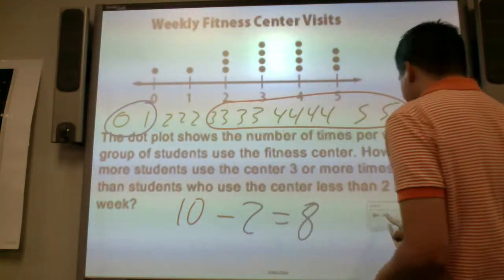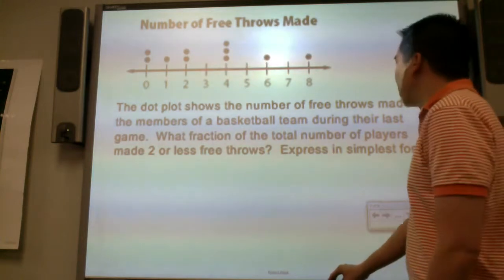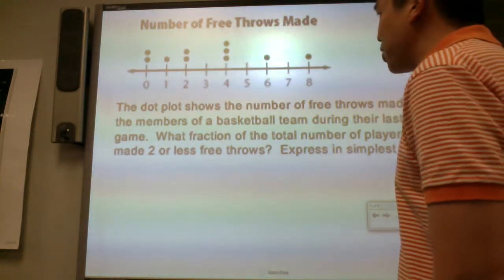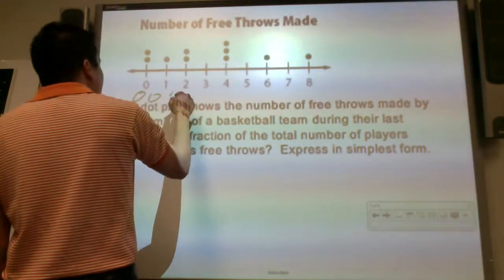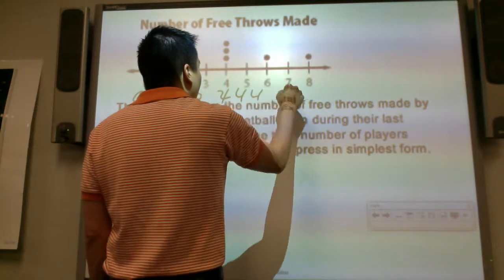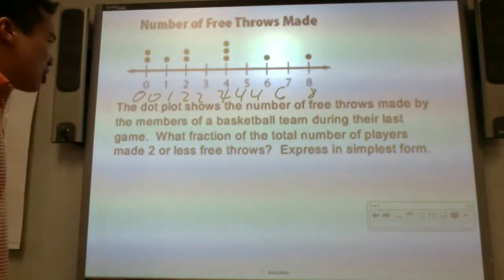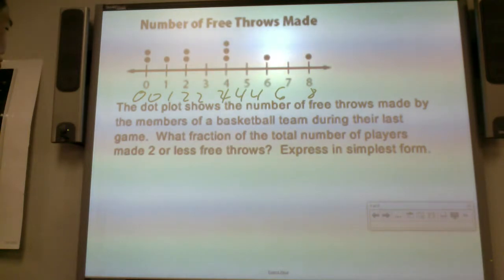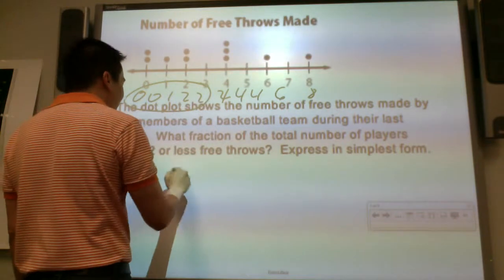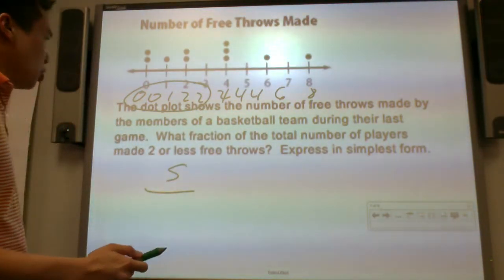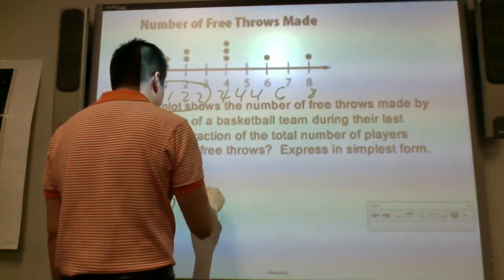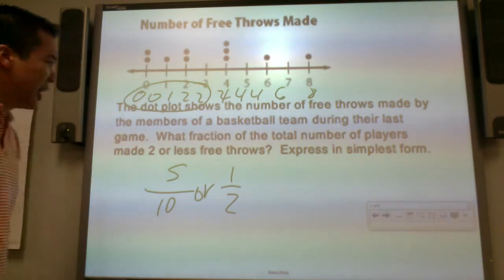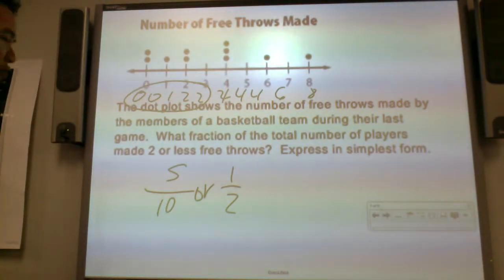Alright, the dot plot shows the number of free throws made by the members of a basketball team during their last game. So 0, 0, 1, 2, 2, 4, 4, 4, 6, 8. What fraction of the total number of players made 2 or less free throws? 2 or less. 5 students made 2 or less free throws. What fraction of the total number? There's 5, 10 is half of the team. Oh, it's not very good. Half of the team made 2 or less free throws.